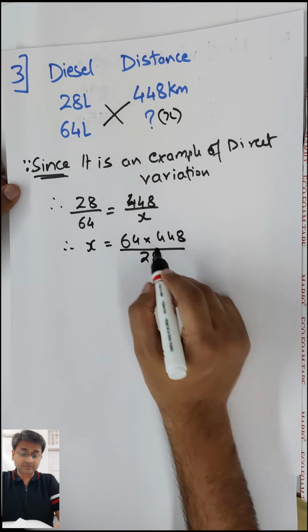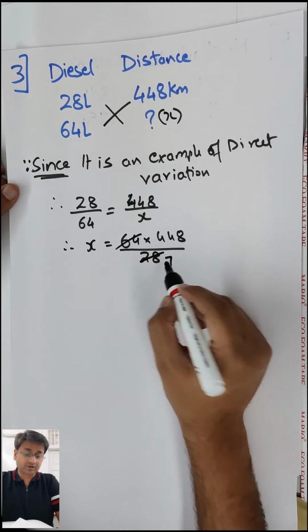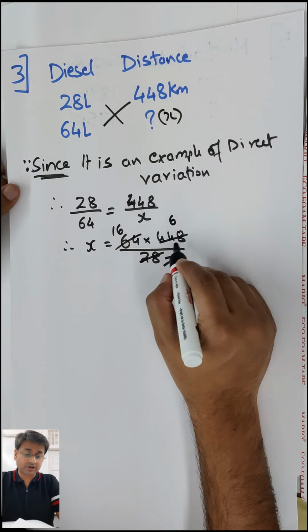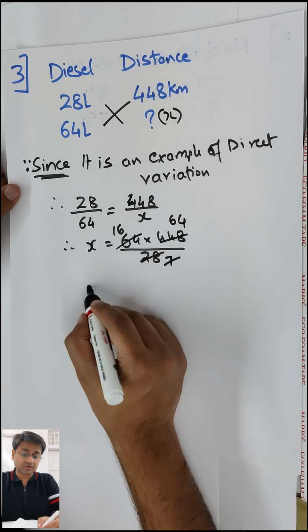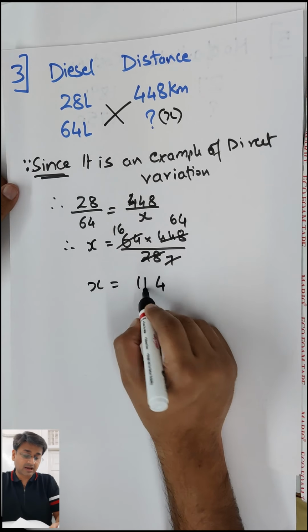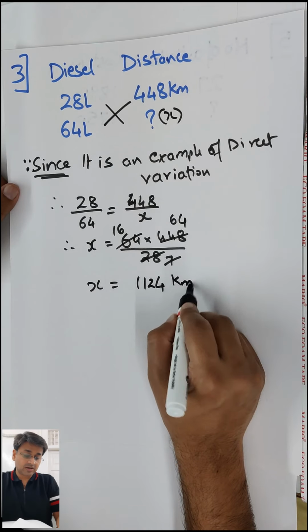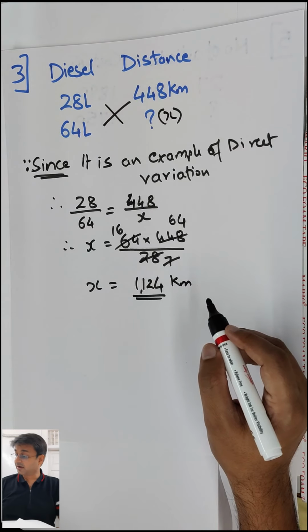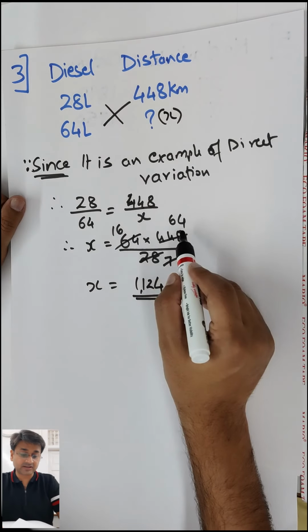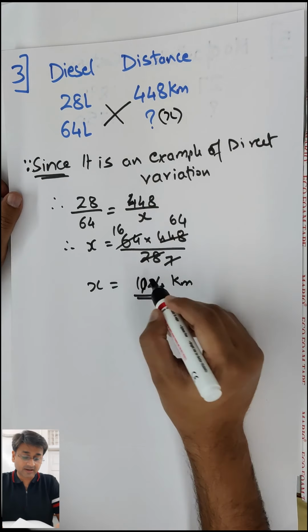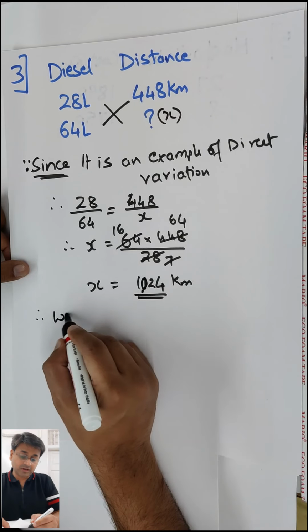So let us calculate now. 28 goes in 448 16 times, so you get 16 into 64. So 16 4s are 64, 6 96 plus 6 102. I guess 1124 kilometers. I hope my answer is correct. Let me just check so that I don't teach you anything wrong. 1024. My answer was wrong, 6 96 plus 6 is 102. My bad, sorry.